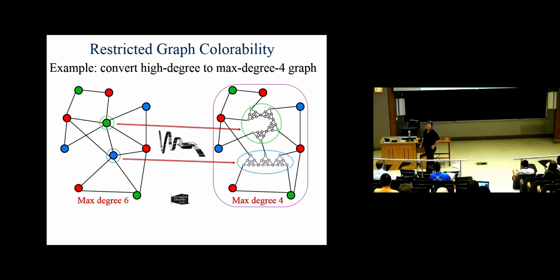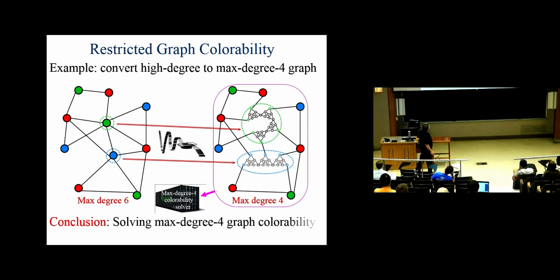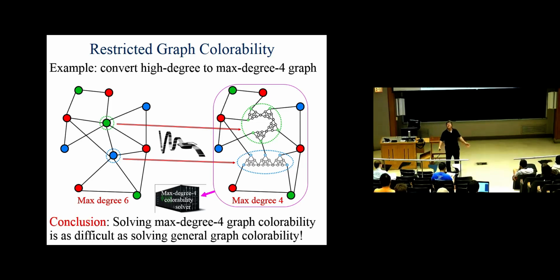So if I had a three-colorability solver that could only handle max degree 4 graphs, I can exploit it in this way to solve colorability for arbitrary graphs. And that's pretty much the proof. Right? So solving max degree 4 graph colorability is as hard as solving any colorability, which means it's NP-complete. We reduce all of NP to max degree 4 colorability instance.